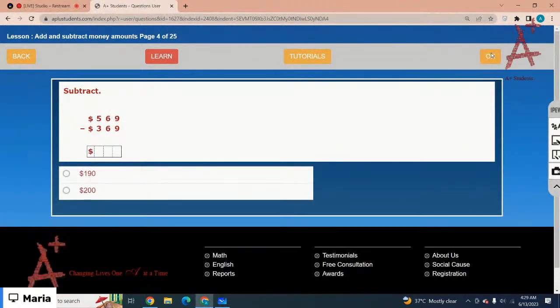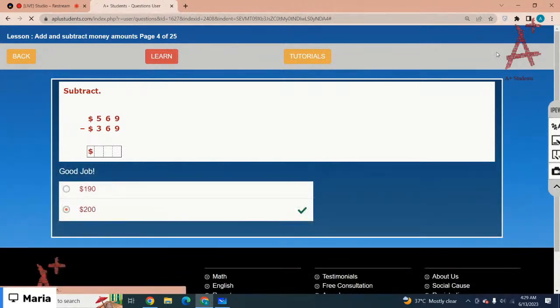Okay, the next one is 569 minus 369. So which is the correct option? It would be 200. 9 minus 9 is 0. 6 minus 6 is 0. And 5 minus 3 is 2. It would be 200. Got it?